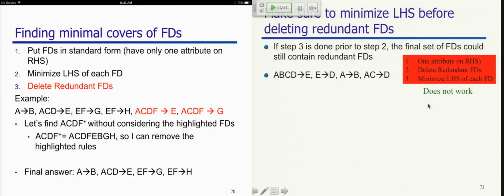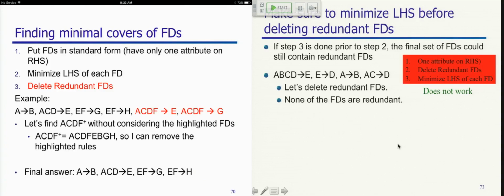Let's see an example. So A, B, C, D gives you E, E gives you D, A gives you B, and AC gives you D. If you look for redundant rules, none of the current rules are redundant.